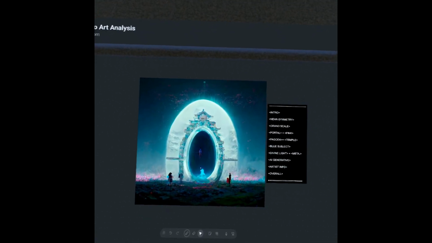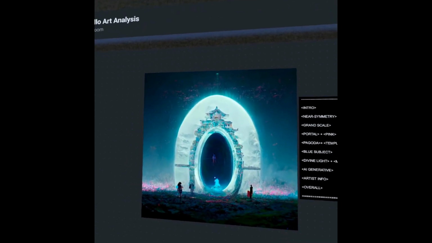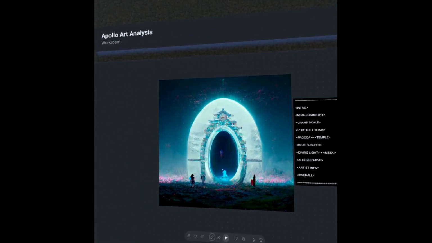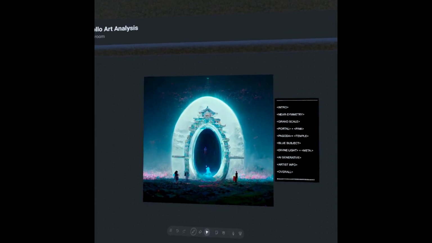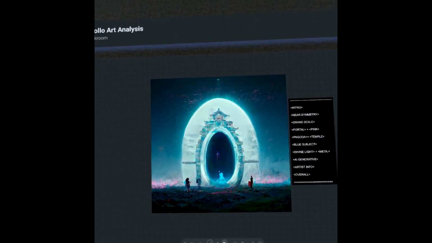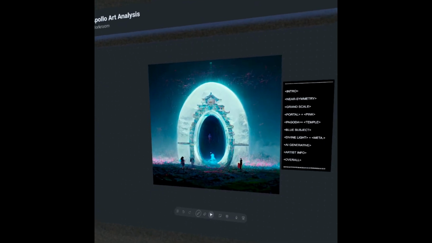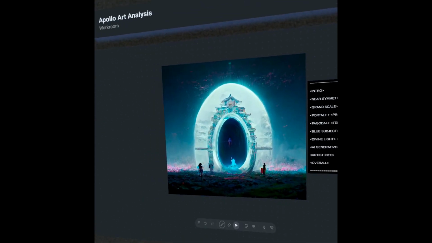This episode, we're going to be taking a look at a piece by the AI generative artist Crypto Algo. In this episode, a little bit about near-symmetrical harmony. We're going to talk about divinity through scale, and we're also going to talk about the metaphysical monuments of the Far East. So let's jump right into it.